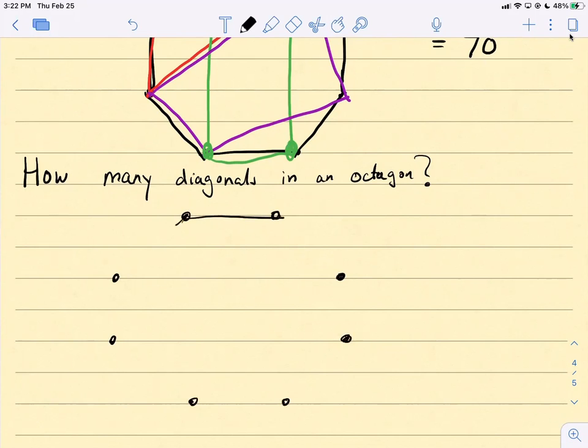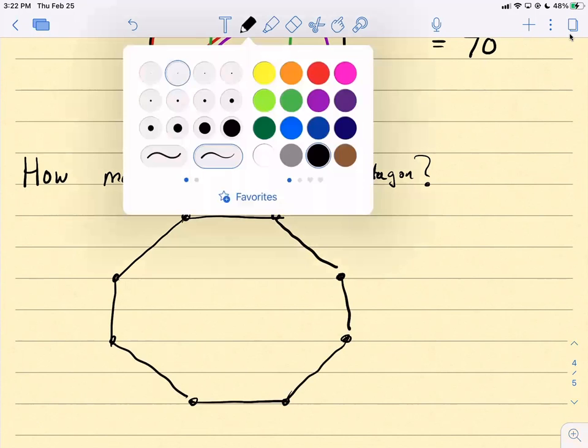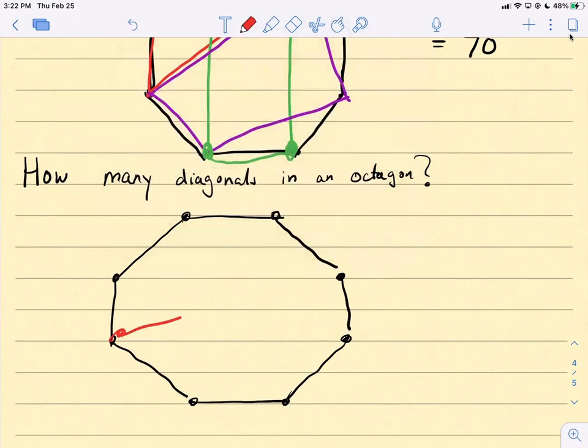And by the way, a diagonal means it's a line segment that connects 2 dots, and it has to go through the inside of the shape. It can't be on the edge. So how do we do that? How do we count the number of diagonals of an octagon? So there can be like this one. You can also do something like this. You can do something like this.